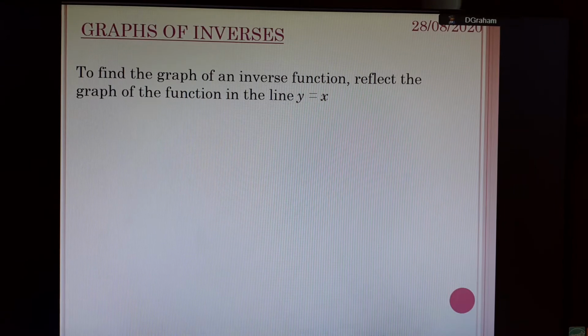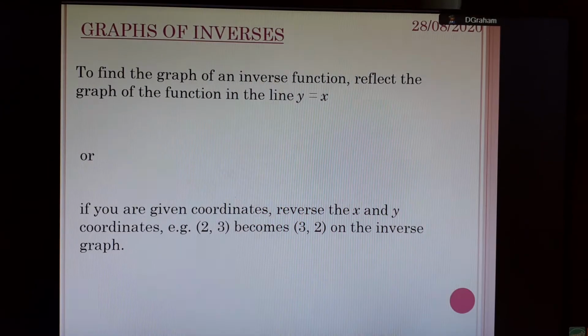So to draw the line y equals x, it would be at a 45-degree angle to the x-axis, and the coordinates would be where every x and y are the same. So the coordinates would be 0, 0, 1, 1, 2, 2, 3, 3, 4, 4, 5, 5, and so on.